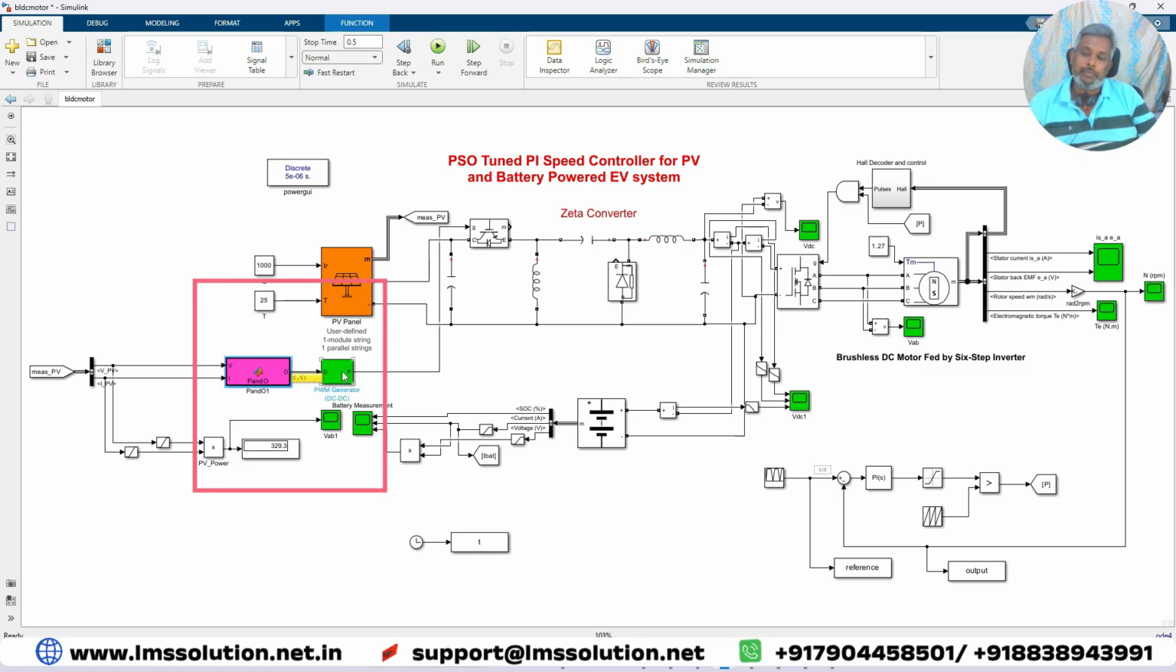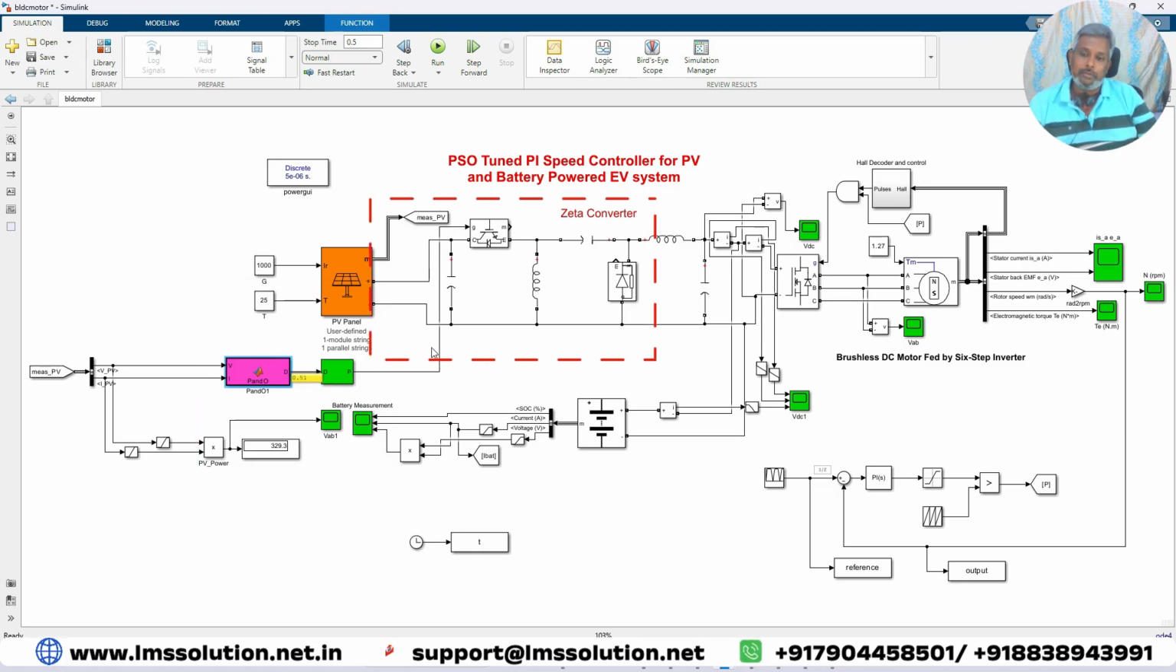The duty cycle is going to be processed by the pulse generator. It will generate the pulse. This pulse is going to control the IGBT of the converter and extract the maximum power from the PV array. This is the first part, the power conversion from the PV.